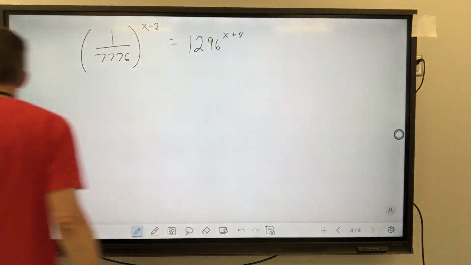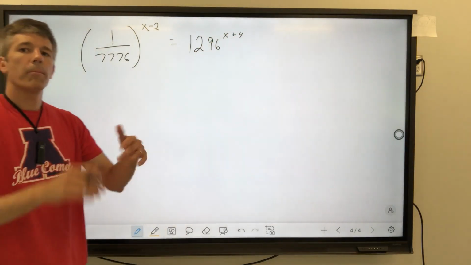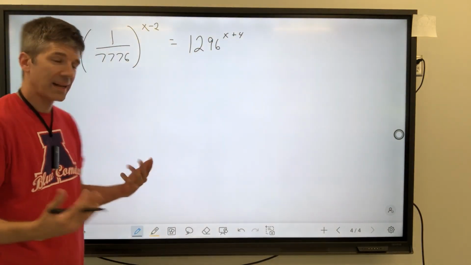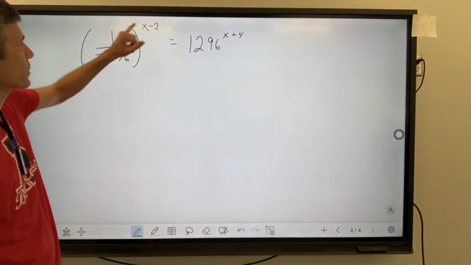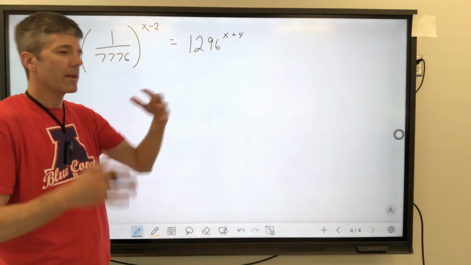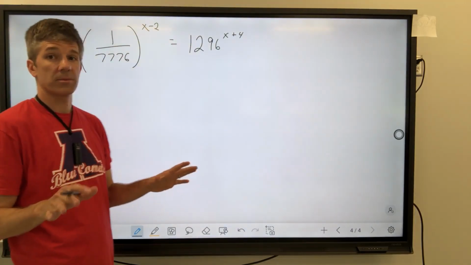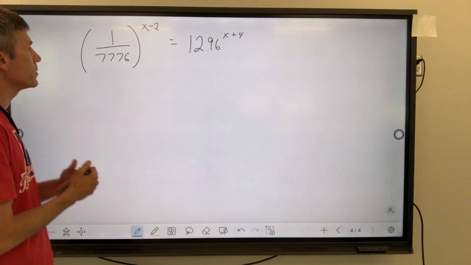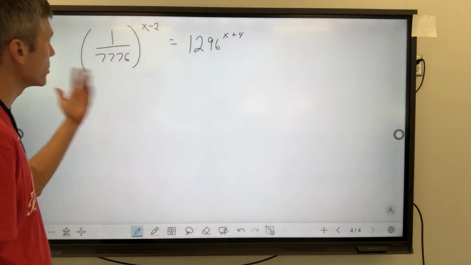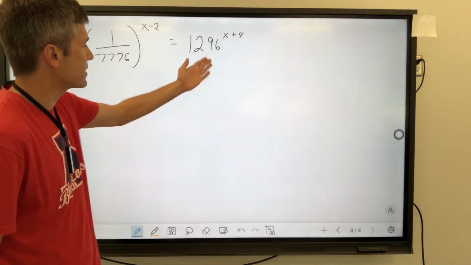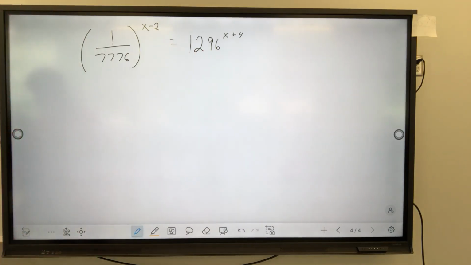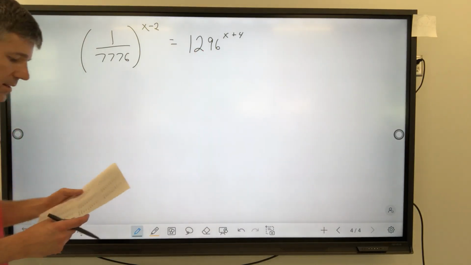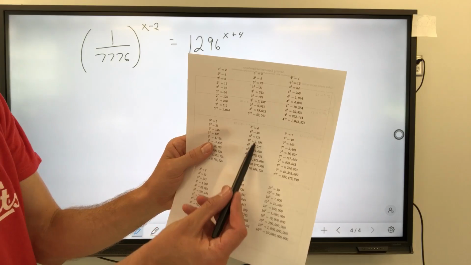Okay. We need to get the same base on both sides if possible, and I say that because I'm looking at this and saying we have a variable here, we have a variable here. That's going to be, with our level of knowledge up to this point, our first line of attack. So I am flipping the paper over, looking for 1296 and 7776, and I will find them in the 6 column.